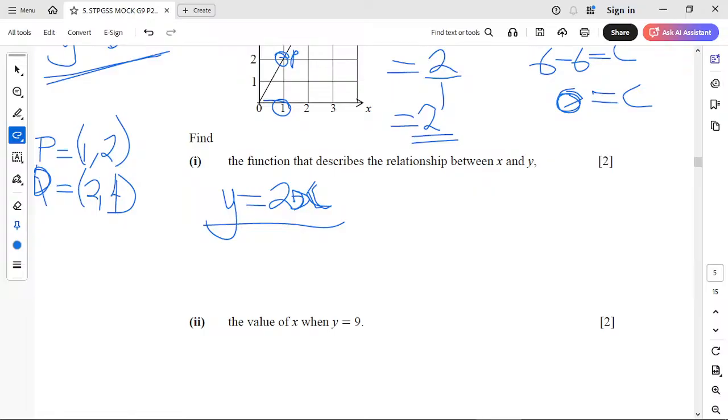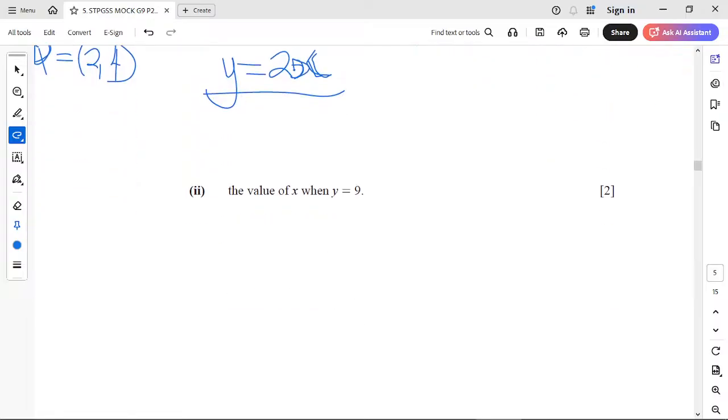Now I want to give you some seconds. I want you to find the value of x when y is equal to 9. So write your answers in the comment section. I'm giving you 30 seconds to solve this one. Find the value of x when y is equal to 9.